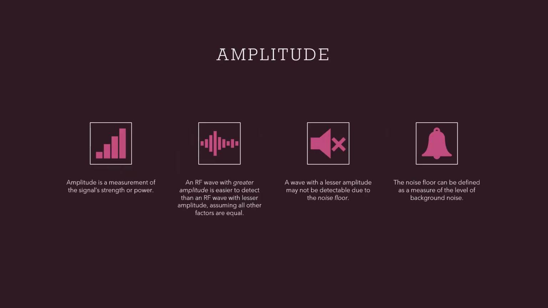The third important parameter is called amplitude. Amplitude is the measurement of height. It is also called the signal strength or power. If you are looking at an RF wave with a greater amplitude, it's easier to detect. If it has a lesser amplitude, it's difficult to detect. Also, if it has a greater amplitude, it will travel a long distance. If it has a lesser amplitude, it can't travel a longer distance.